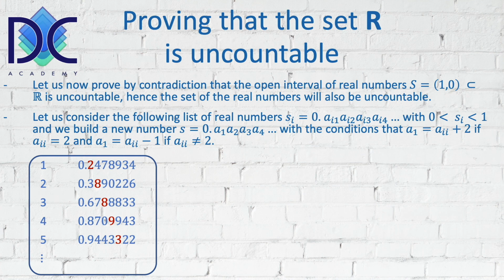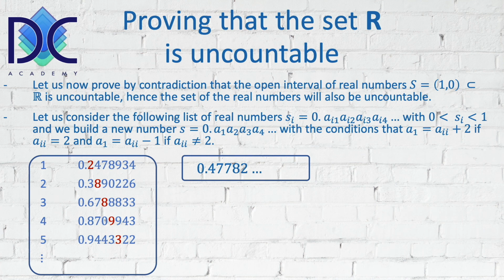For the fourth number, we have a44, which is 9, so it turns into 8. And for the fifth one, we have 3. It's not equal to 2, so it's 3 minus 1, which is 2. And basically, we find a new number, which is an element of this set, 0.47782, and it continues there.